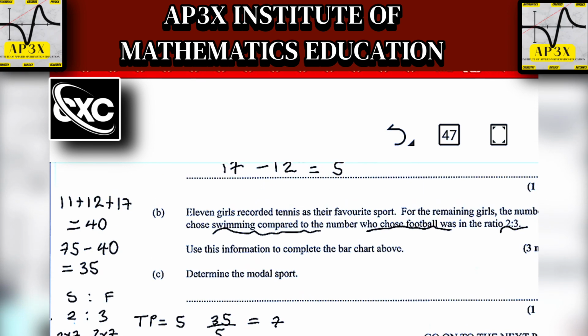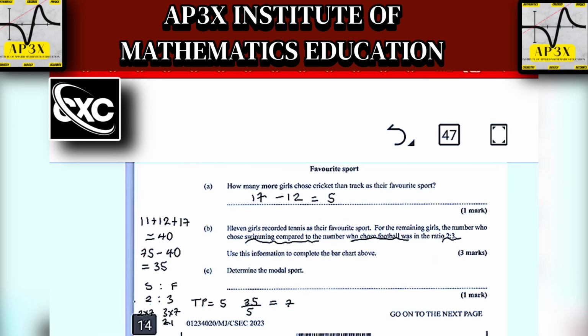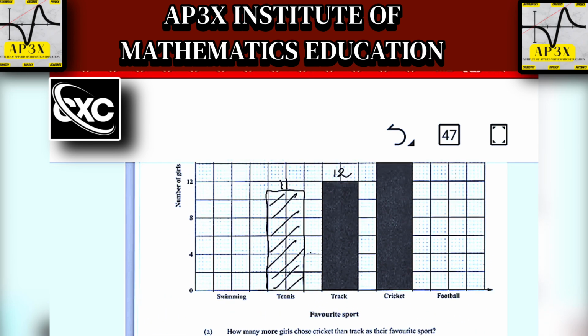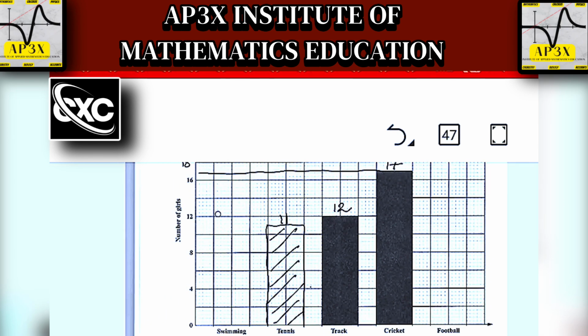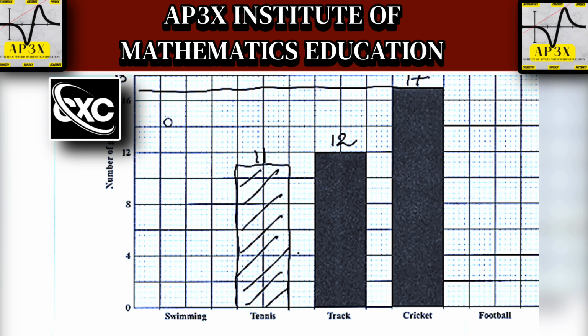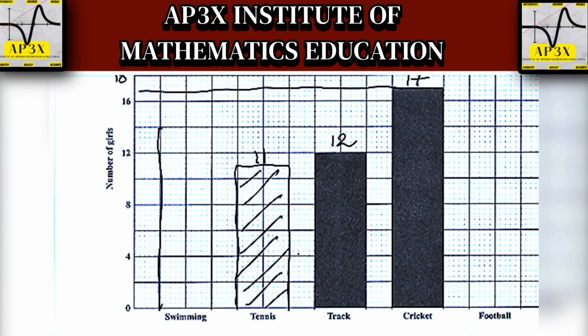So let's go on our graph then and put our 14 and our 21. So 14 for swimming. So we're going to have here, this is 12, this is 14 right here. So we're going to come up here, come across like this, come here. That is swimming, that's 14. We're going to shade it then.